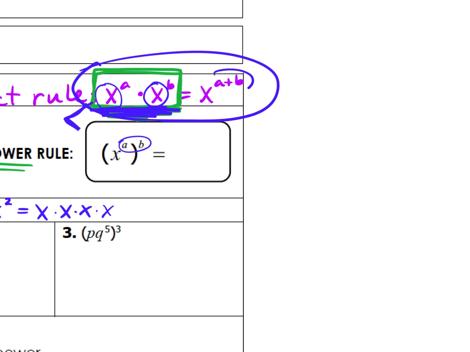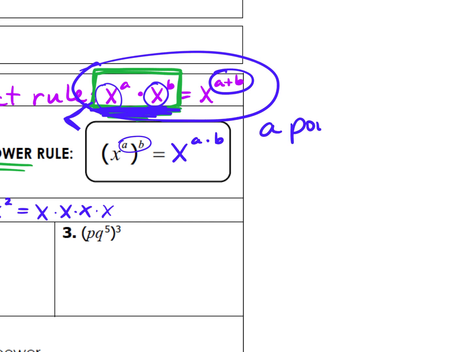So up here you were adding them. Now you're going to go x to the a times b. So a power to a power, you multiply the powers. A power to a power, multiply the powers. Say that in your head a bunch of times. A power to a power, you multiply the powers. Okay? Maybe you want to write that down.